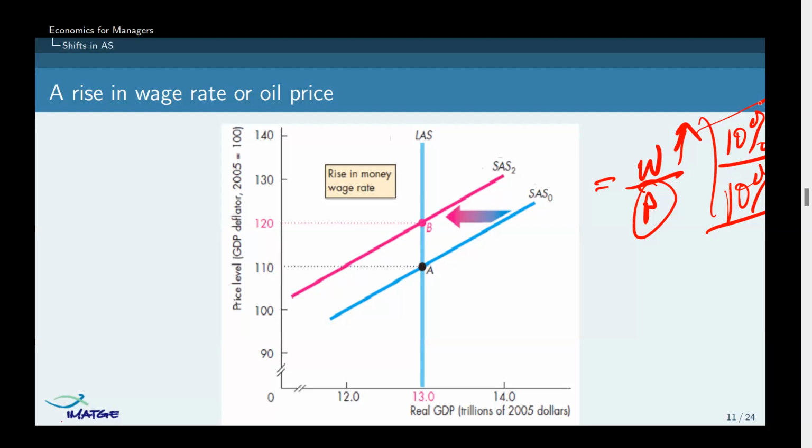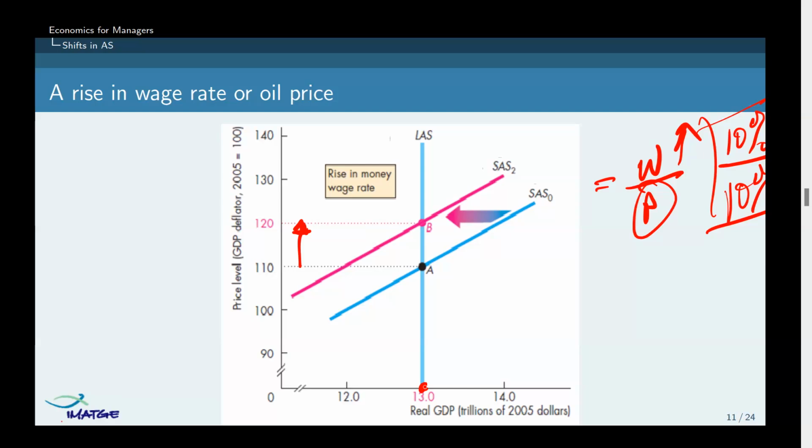Does that make sense to you? So this increase in the price level will be matched by exactly the same increase in the wage rates in the long run. That's why firms will not increase production. Clear or not? It's not clear.